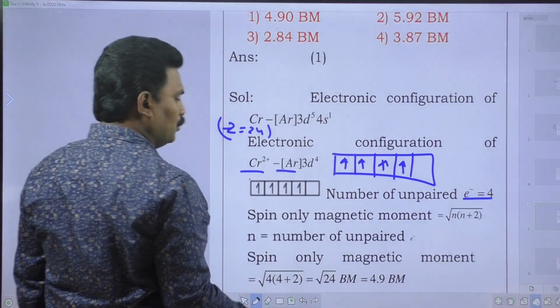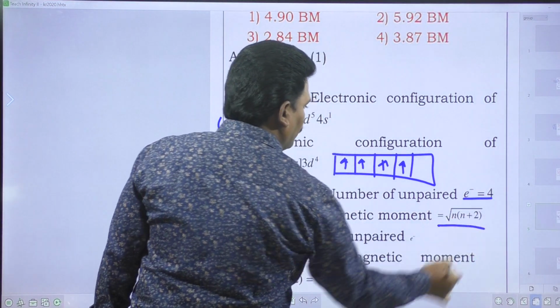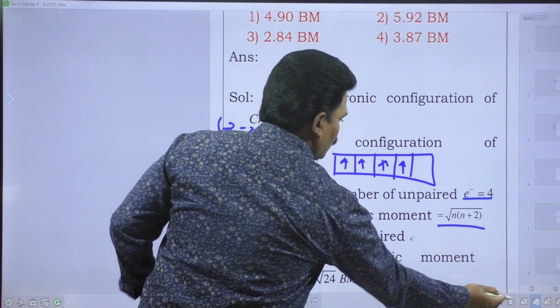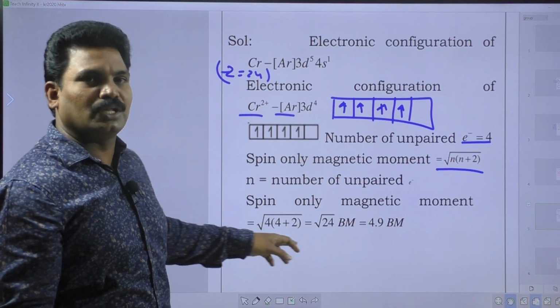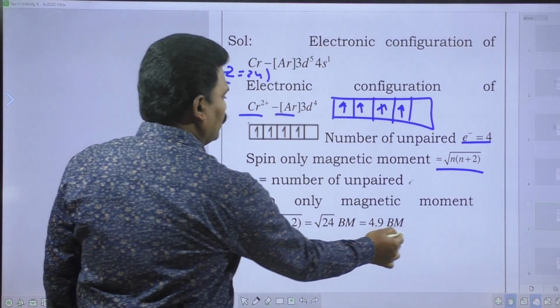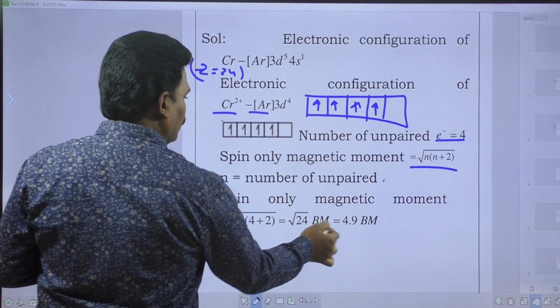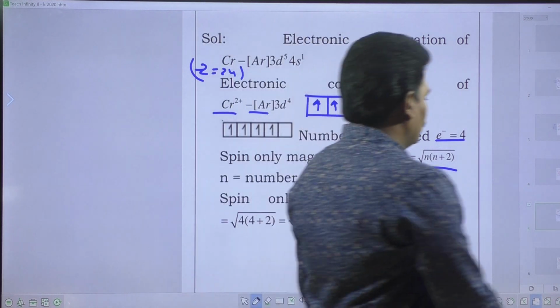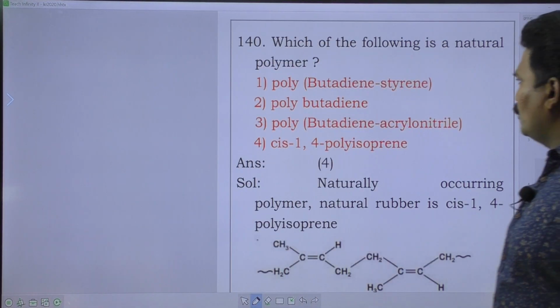The magnetic moment mu is equal to square root of n into n plus 2. So square root of 4 into 4 plus 2, root 24. That value is 4.9 Bohr magneton. 4.9 Bohr magneton. Okay. And then go to question number 140.